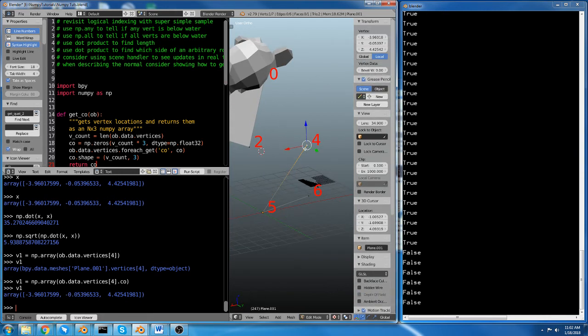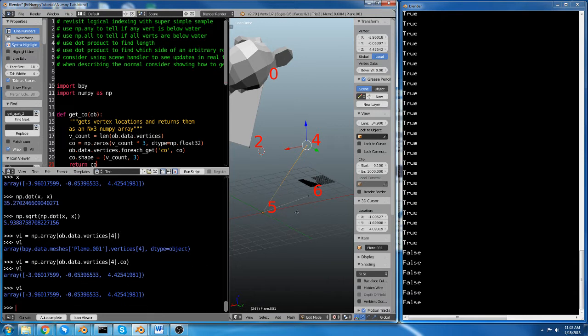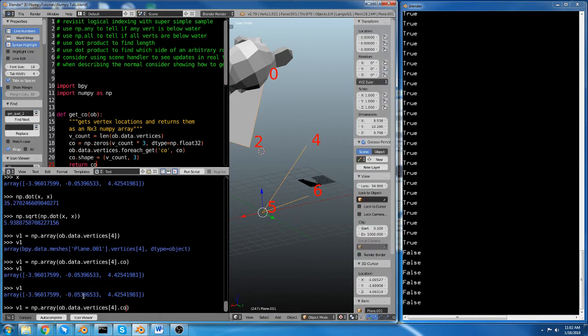So we have v1 now, which is vertex 4. Now we need v2, so we're going to do v2 equals vertex 6.